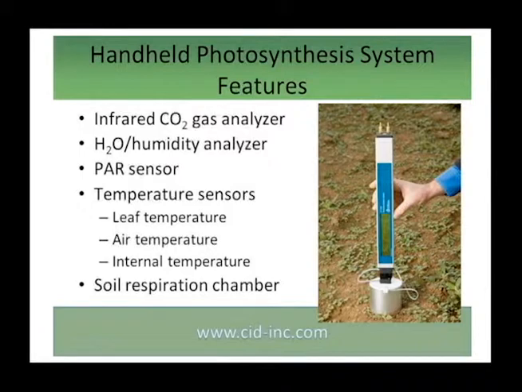The soil respiration chamber, which is pictured on the right side of the screen, uses the IRGA sensor and reports the respiration values as a negative net photosynthesis number, as it measures the release of carbon dioxide from the soil.